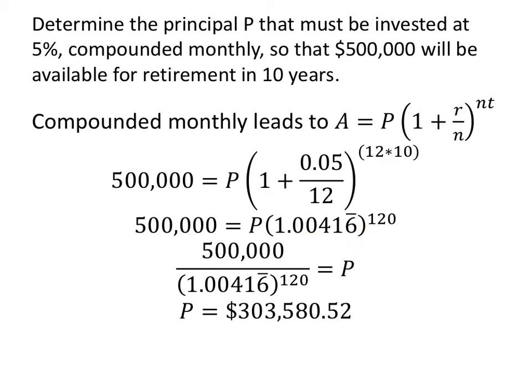I don't find that on my calculator and then just use a decimal approximation. I leave the whole thing. To get P by itself, I'm going to take 500,000 and divide it by this expression. Of course, I don't have a button for repeating 6 on my calculator, so I'd enter in quite a few 6s just to make sure my answer is more exact. Or I would just take this answer that was still on my calculator previously in order to put it in. Either way, as you divide, you'll find that you need $303,580.52 so that you'll have $500,000 in 10 years.